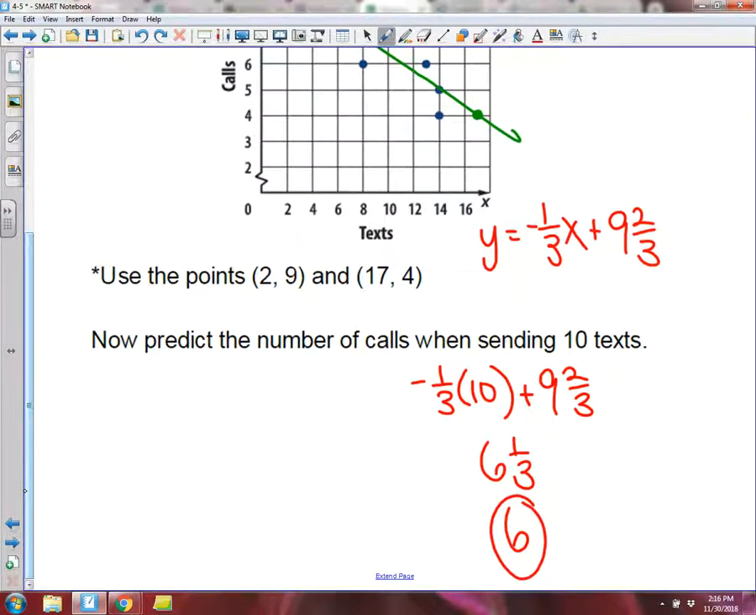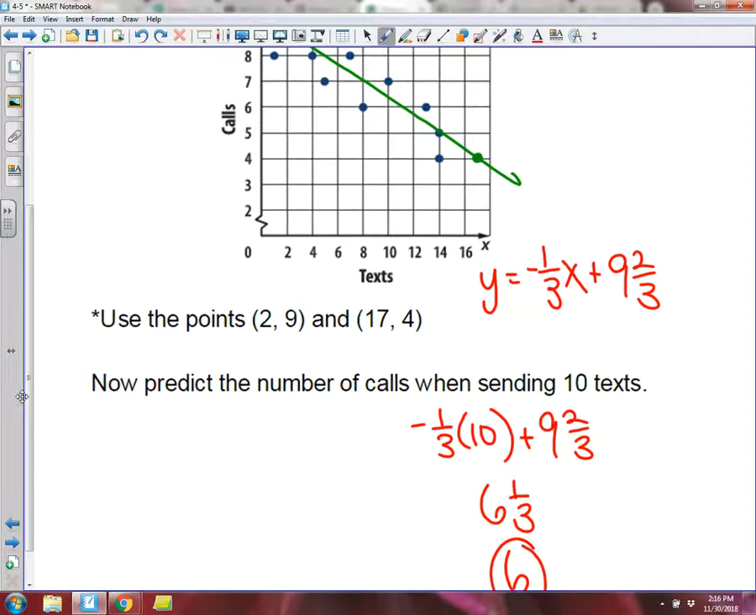Now, how do we check it? We look at our graph. Where is 10 on the x-axis? Right there. I'm going up to the line, which is right here. Is that at approximately 6 1/3? Yes, it is. So we must be pretty correct.